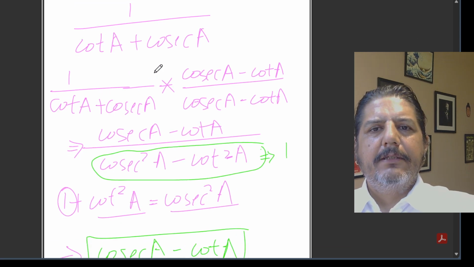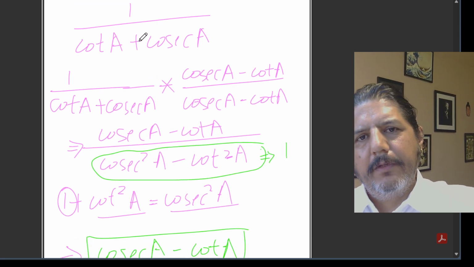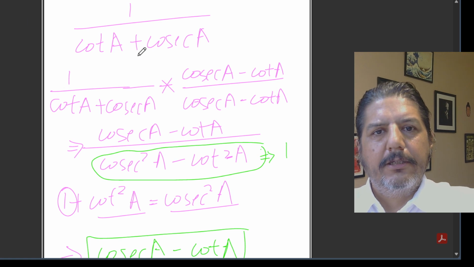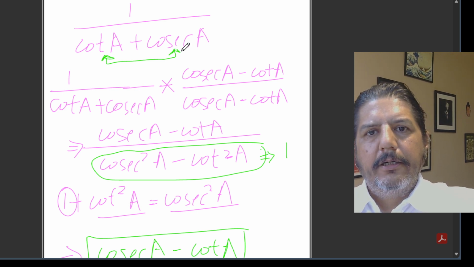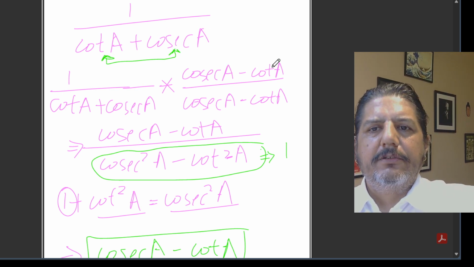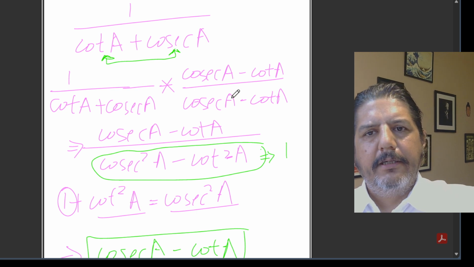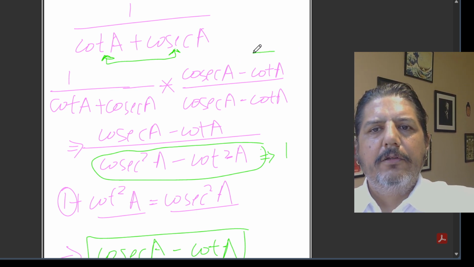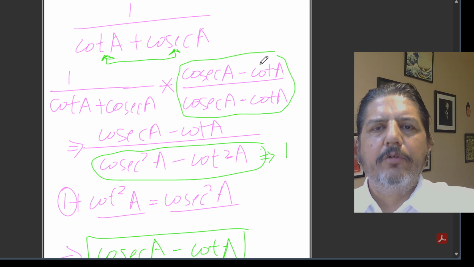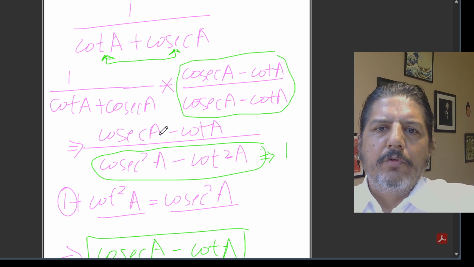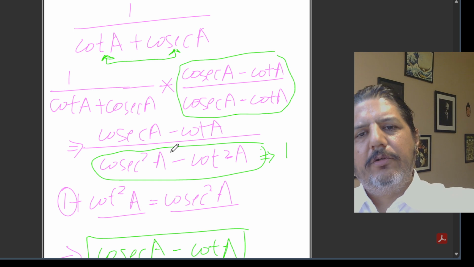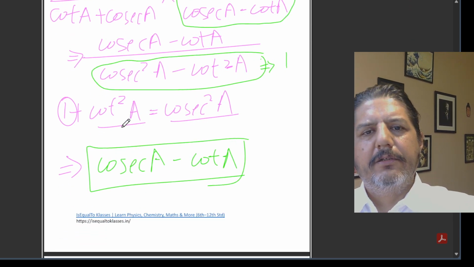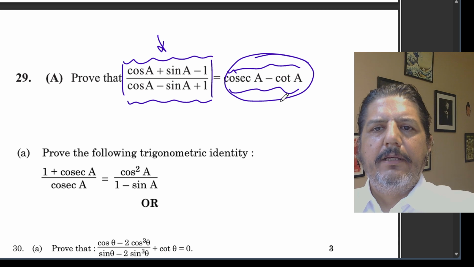Then basically what I did was I took the denominator multiplied by cosec A minus cot A. Numerator and denominator are the same, so this whole is equal to 1. So cosec A minus cot A upon cosec square A minus cot square A. Cosec square A minus cot square A is equal to 1. Therefore, finally I got cosec A minus cot A. So this is my right hand side.